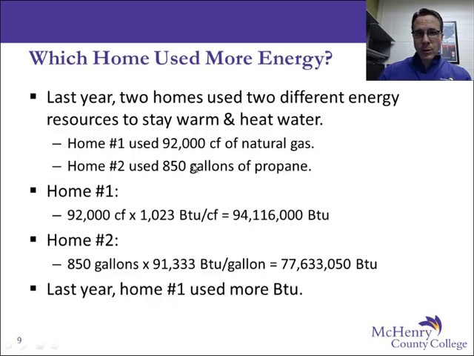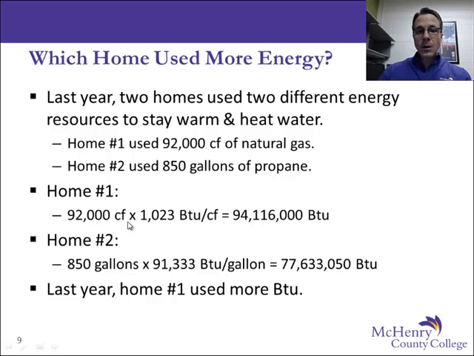Which home used more energy? Well, you can't compare the two straight. You have to find a common denominator, a common mode of comparison, and that's the BTU. So home number 1 used 92,000 cubic feet of natural gas. Each cubic foot has 1,023 BTU in it. So you multiply 92,000 times 1,023, and you get home number 1's resource use, 94,116,000 BTU.